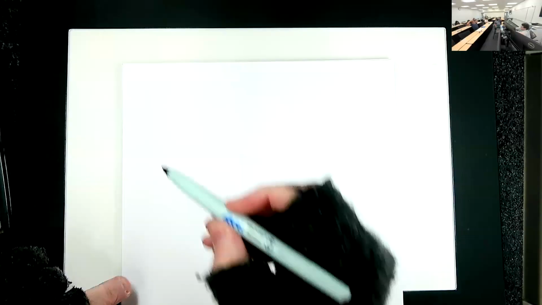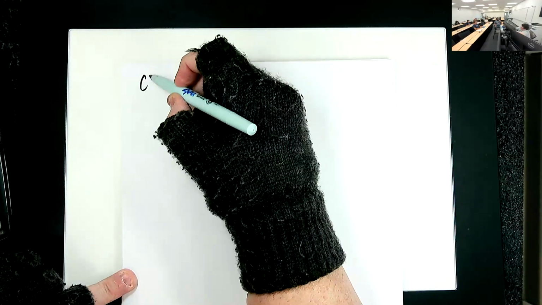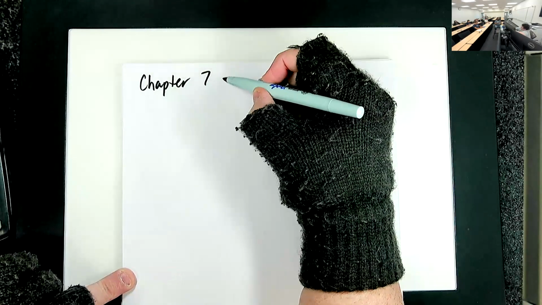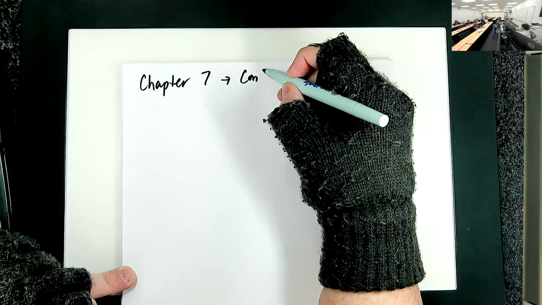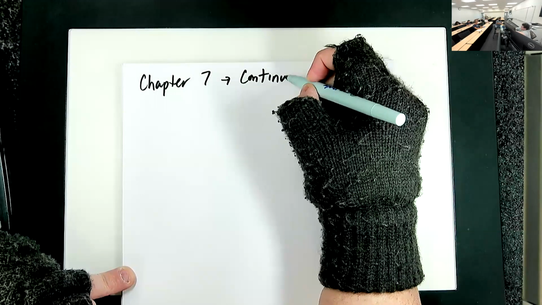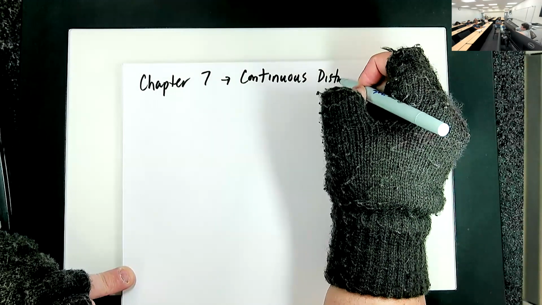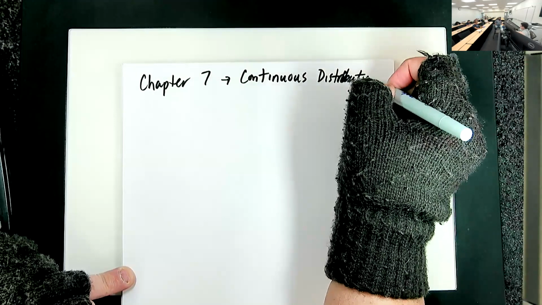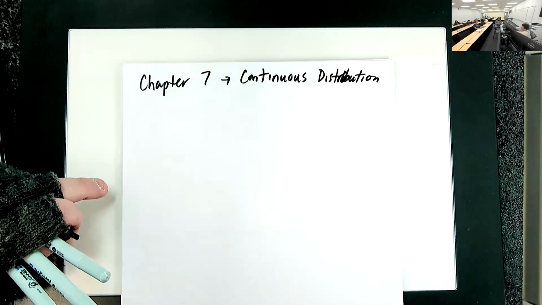Chapter 7. Chapter 7 is on continuous distributions. So chapter 6 was on discrete. Chapter 7 is on continuous distributions. And this leads us to our one and only one that we care about, our normal probability distribution.